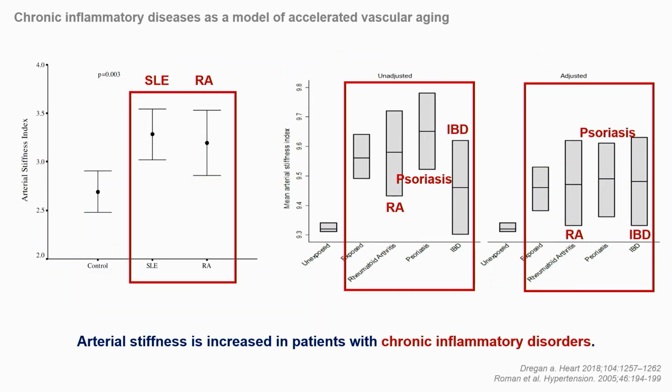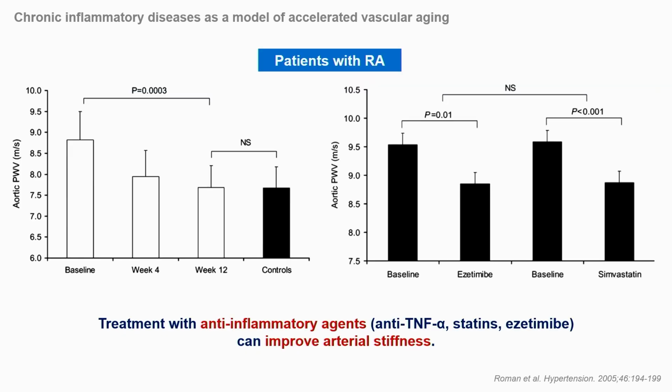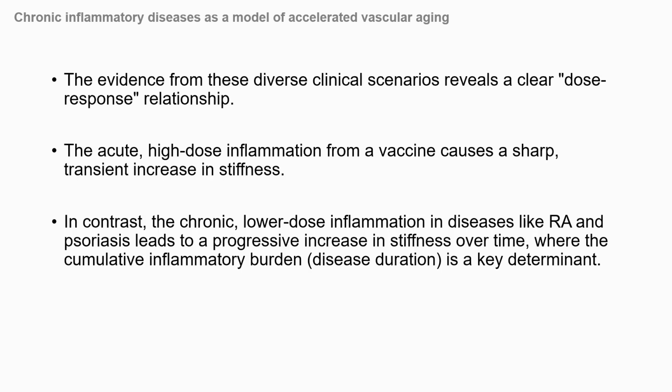And naturally, it was demonstrated in many clinical studies that arterial stiffness increases in various chronic inflammatory diseases, most notably lupus, rheumatoid arthritis, psoriasis, and inflammatory bowel diseases. Arterial stiffness was increased in almost all of these patients. On the other hand, treatment with anti-inflammatory agents in these patients has been shown to improve arterial stiffness, including anti-TNF-alpha therapies and also statins and ezetimibe, which we will look at later.